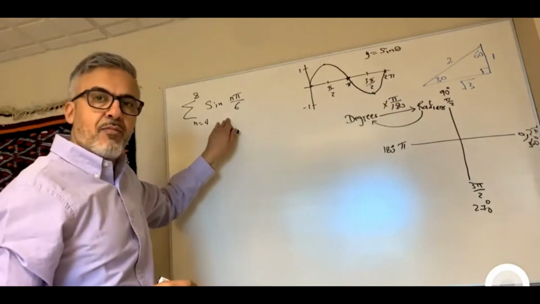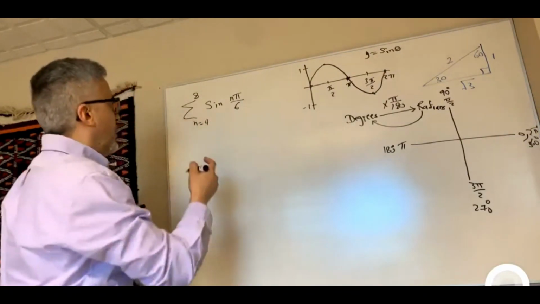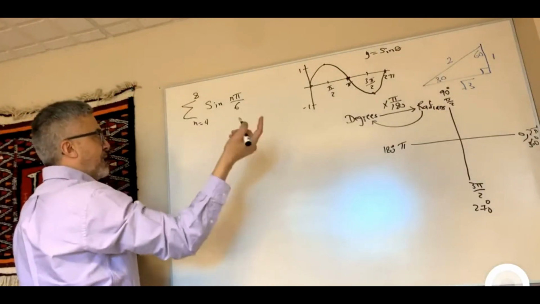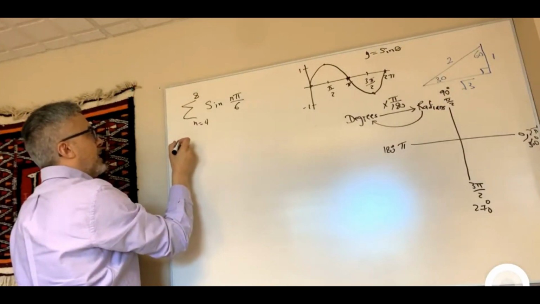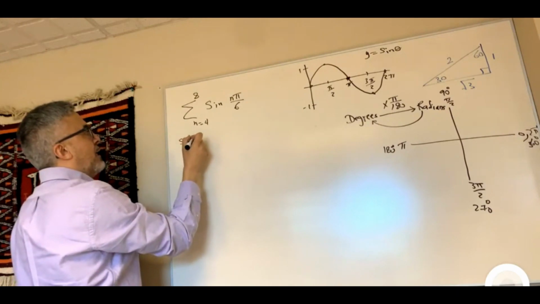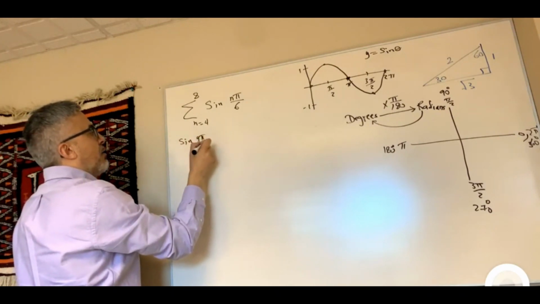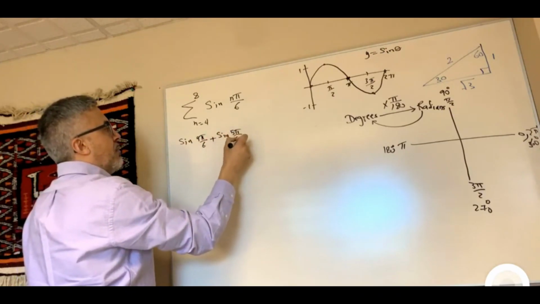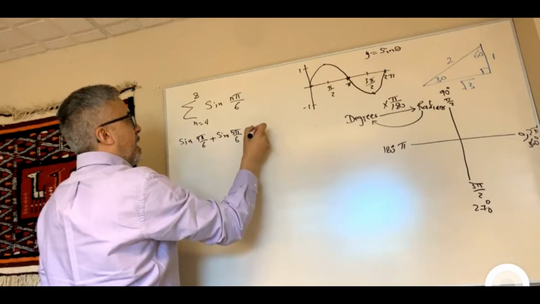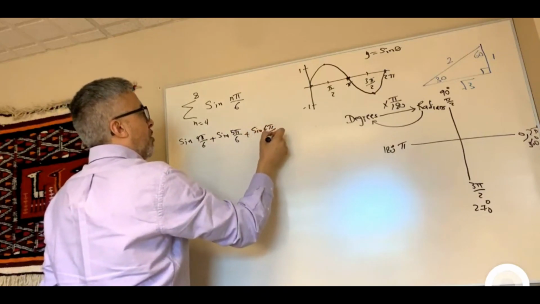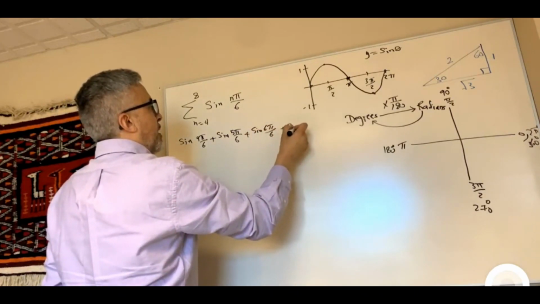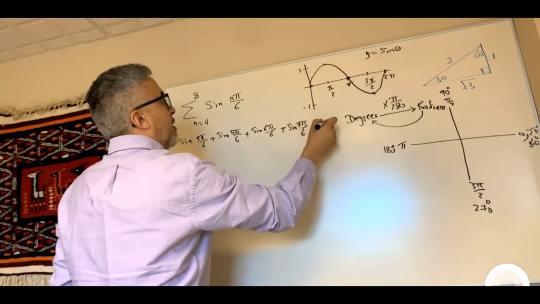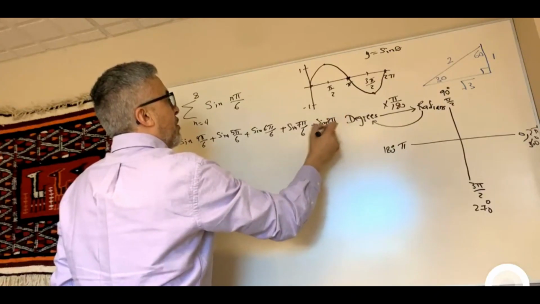So to start this off, what I need to do is just expand it, from 4 all the way to 8. So I'm going to sub in the 4 for the n, and then 5, 6, 7 all the way to 8. Basically, this will give you sine 4 pi over 6 plus sine 5 pi over 6 plus sine 6 pi over 6 plus sine 7 pi over 6, and lastly sine 8 pi over 6.